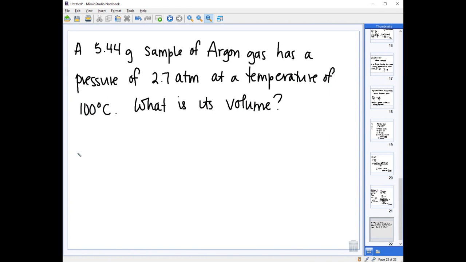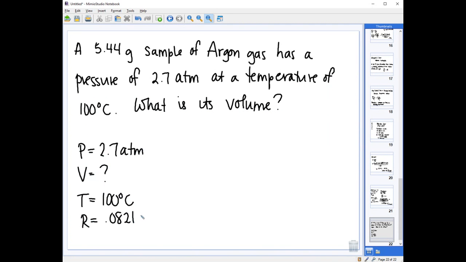All right. So we've got the pressure, 2.7 atmospheres. Okay. We want to know volume. They are clear in that. What is its volume? And then we have temperature. 100 degrees Celsius. We know R, it's our constant. 0.0821 liter times atmosphere divided by mole Kelvin. What about n? Do we have n?